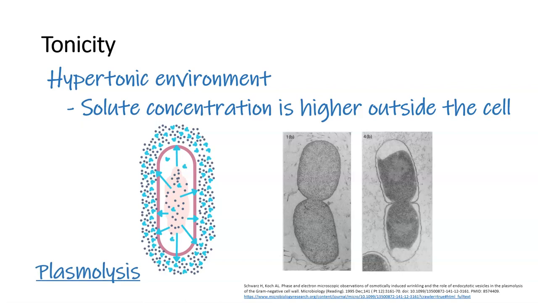Here, you can see an electron micrograph of E. coli cells that have undergone plasmolysis. On the left-hand side, you see the normal cells, and on the right, you see the cells where the cytoplasm has started to shrink away from that cell wall. In this situation, cellular metabolism will stop, and the cells can't continue to grow.